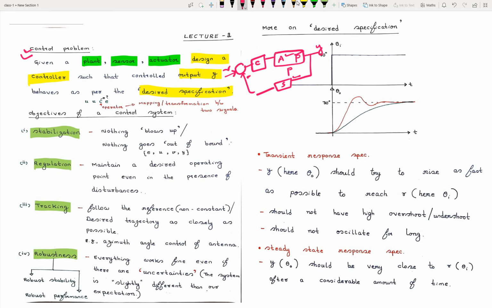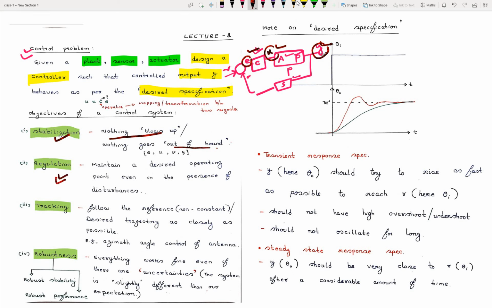Now what is stabilization? When we design the controller, the signals, like we have here the error signal. Let me use a different pen. We have here input U and output Y. These signals don't blow off. When we design the controller, nothing blows off, nothing goes out of bound. It means these signals are in stable mode. This is known as stabilization.